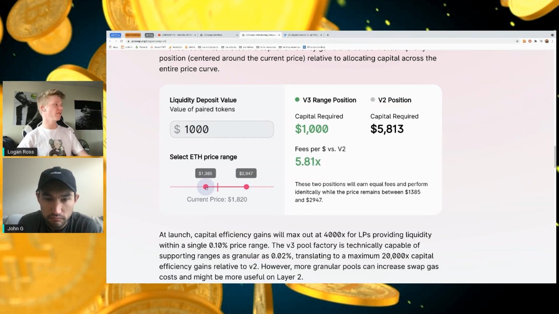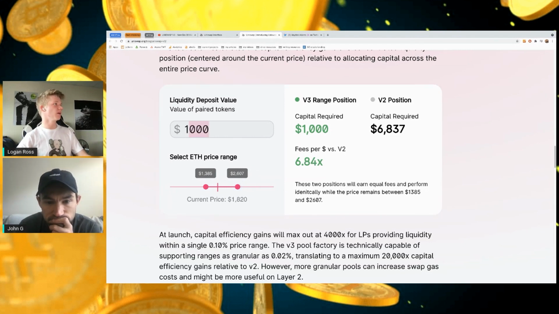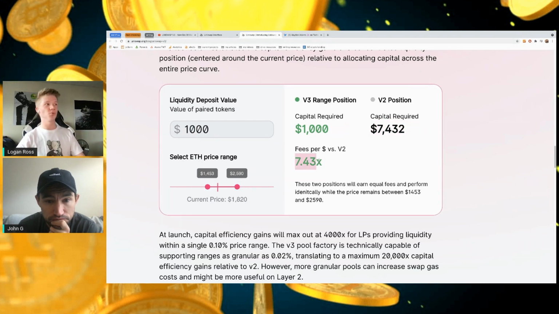So say you want to provide $1,000 of liquidity to a pair, and it's an ETH pair to something. You're going to provide it in the ETH price range of say 1450 to 2,500. In V2, you would need $7,000 of capital to make the same returns covering the entire price curve. But because you can concentrate it, with this $1,000, you can get 7 times the amount of fees that you would if you were forced to cover the whole price curve.